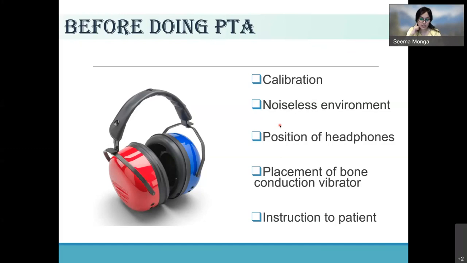Then bone conduction vibrator should be properly kept. It should not be put on the hairy area. It should be on the mastoid bone, right? Because mastoid bone is very sensitive to the bone conduction vibrator. Some people even say that forehead can be used, but for all practical purposes, we use the mastoid bone. And then I just told you what instruction to the patient you have to give.